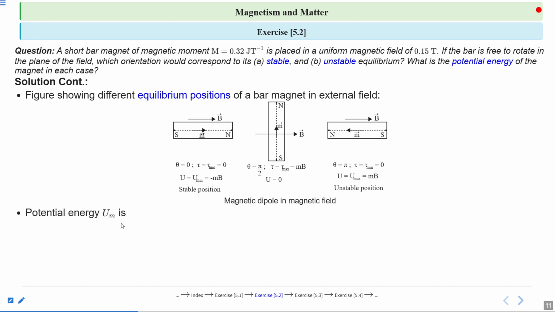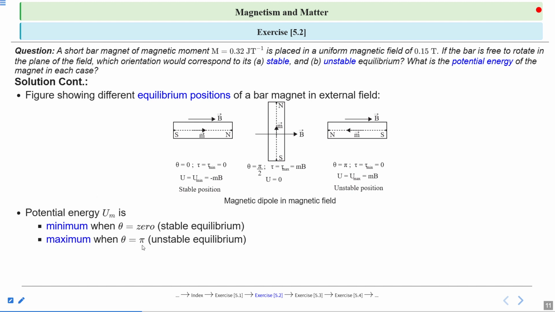So potential energy is minimum when theta equals 0, which is called stable equilibrium, and maximum when theta equals pi, which is unstable equilibrium.